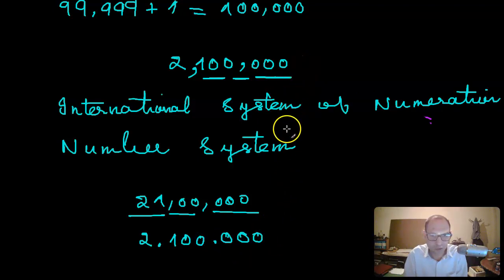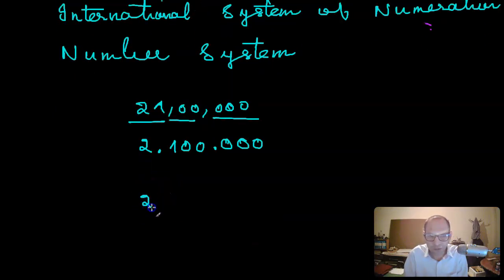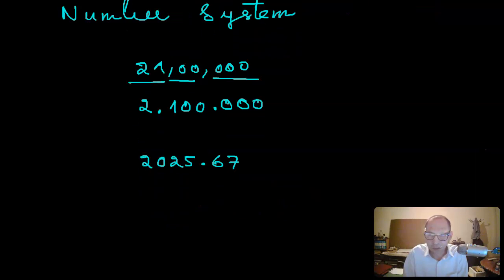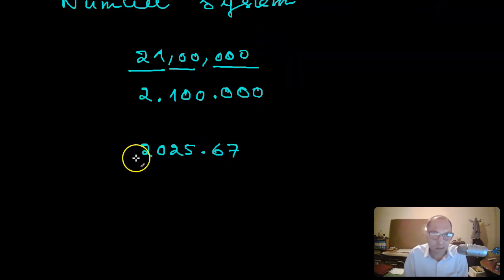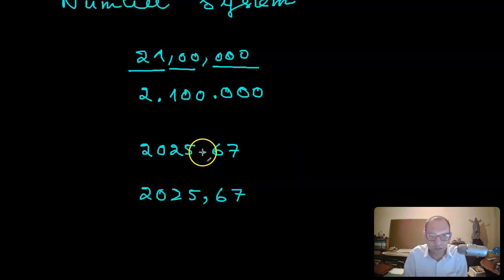And then if you had a number like, for example, 2025.67, then essentially the same number in Germany would be written as 2025,67, meaning that in the German system of numeration, instead of a point you use a comma, and instead of a comma you use a point. It's the other way around, essentially, as far as the comma and the point are concerned, right?